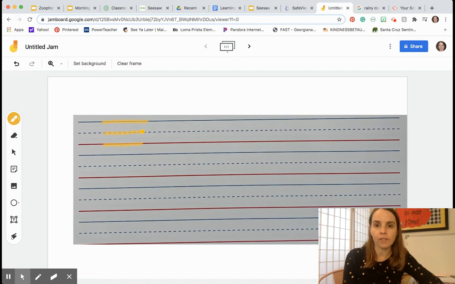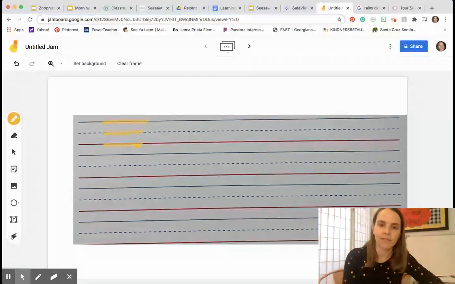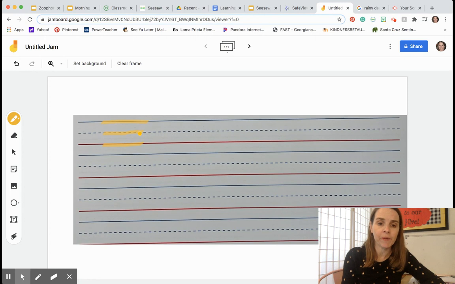Now, all of our small lowercase letters fit between the dotted line and the red line, right? Our tall letters go to the top up here at the blue line and hit the bottom red line. And then our fall letters start at the dotted line and go down below that red line. Let me show you with the new letters that we learned this week, C, S, and O.